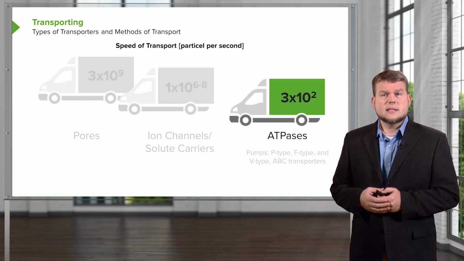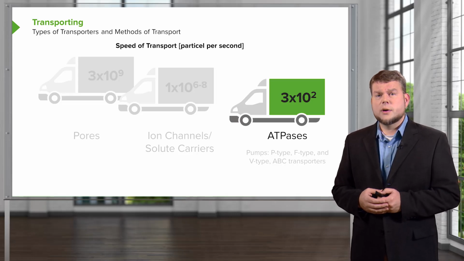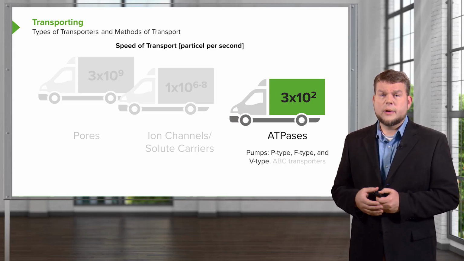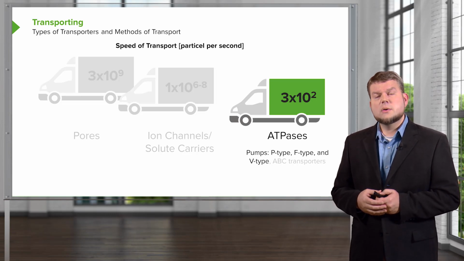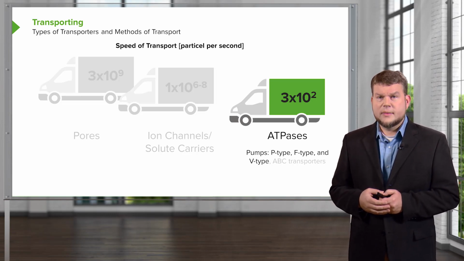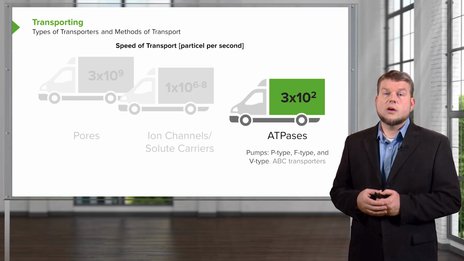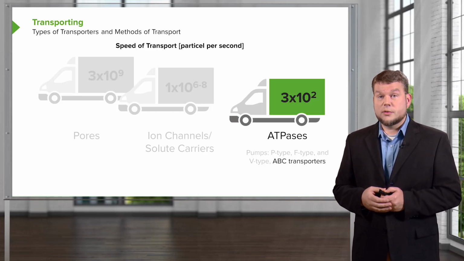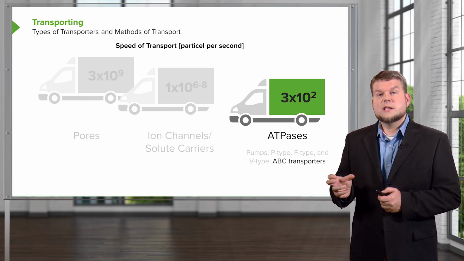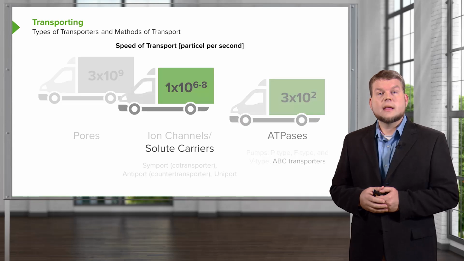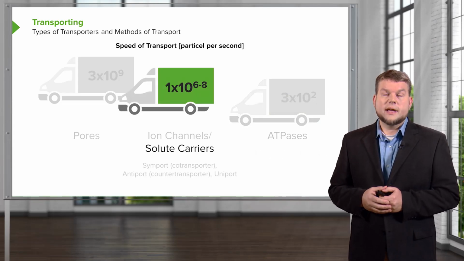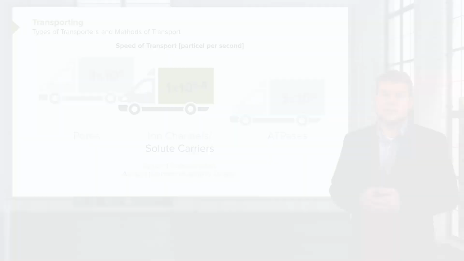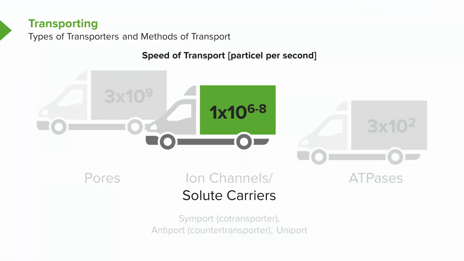So ATPases can be divided into two main categories. The first are pumps, and there are 3 different types of pumps, and we'll spend the most time talking about the V-type pump. And the other type of ATPases are ABC transporters. And these particular transporters are very specialized, and we'll get to a few of them later on in the course. The last type of transport mechanism are solute carriers. And there are loads of solute carriers. In fact, there may be more than 300 or so different types of solute carriers.